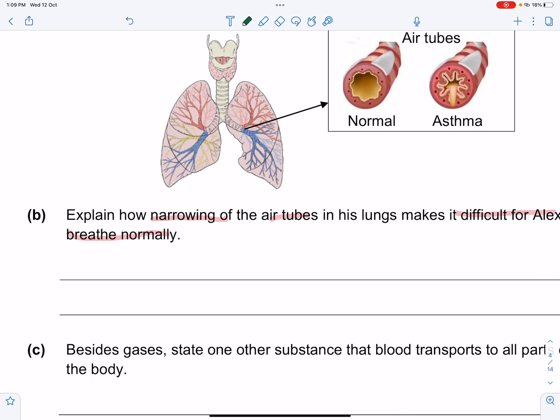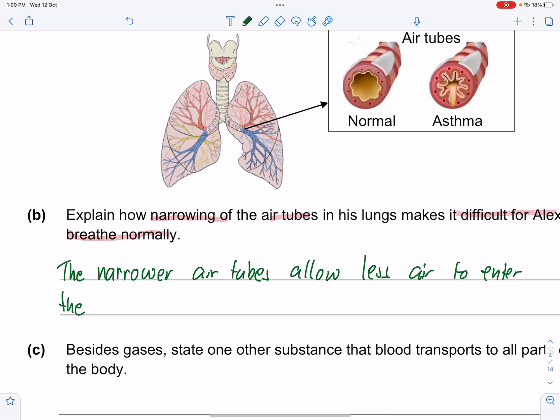Right? So the narrower air tubes allow less air to enter the lungs. If you write less oxygen, that is correct, because less air equals less oxygen. But if you say absorb, that's a different story again, right? Because your air sacs are the ones that are absorbing, not really your air tubes.